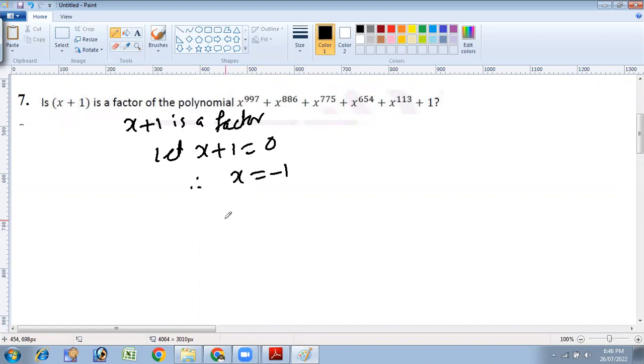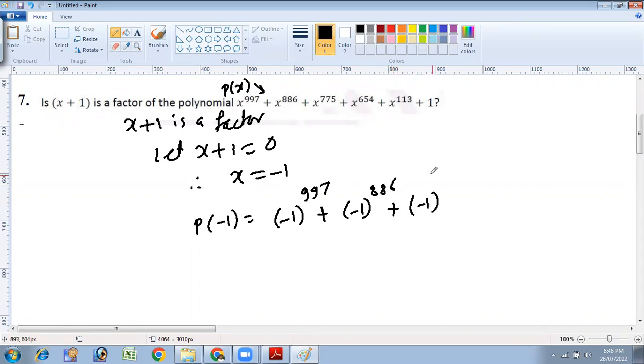Look here, suppose this is p of x. Consider this as p of x. In this put p of -1. So (-1) raised to 997 plus (-1) raised to 886 plus (-1) raised to 775 plus (-1) raised to 654 plus (-1) raised to 113 plus 1.